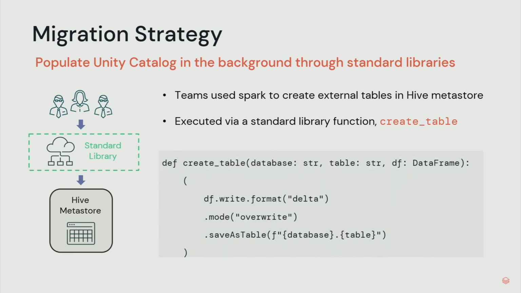Here's a quick code snippet of it. It really doesn't do much. I mean, internally it actually does a lot more, but for the purpose of this demo, this is really all you need to understand about it. It takes a database name, table name, and a data frame, and goes and overwrites that Delta table. What we realized is we could use this as a way to inject Unity Catalog functionality behind the scenes without really having teams modify their code.